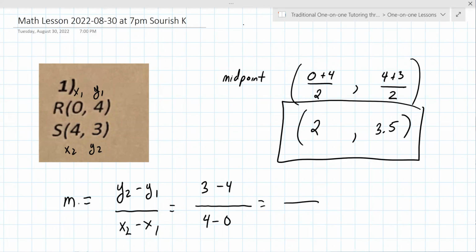Well, no, we're finding the slope this time. So like part A of this problem is to find the midpoint. We did that. Part B is to find the slope. So I'm asking you to just do this calculation for me. 3 minus 4 over 4 minus 0.